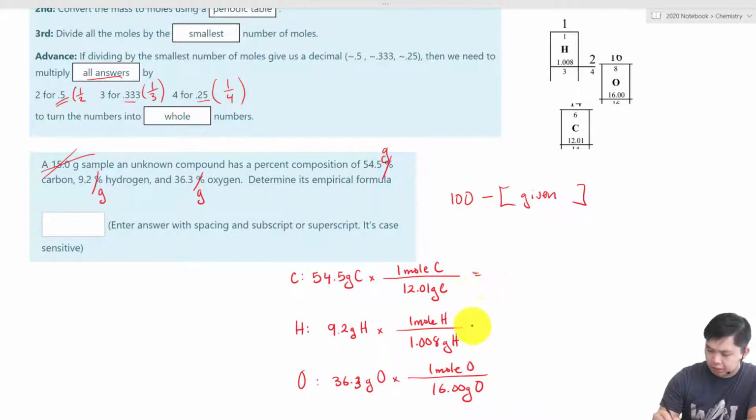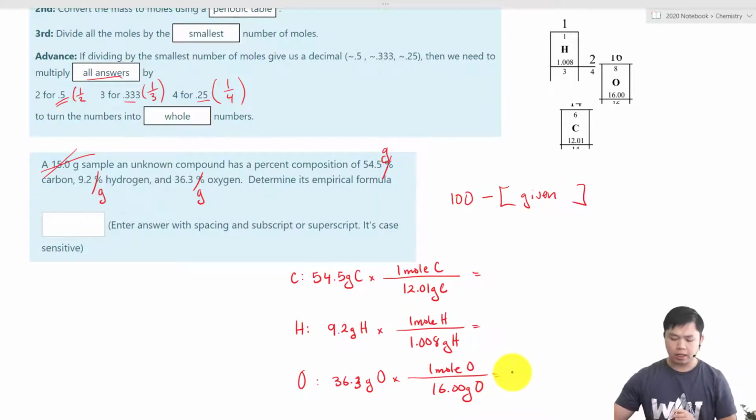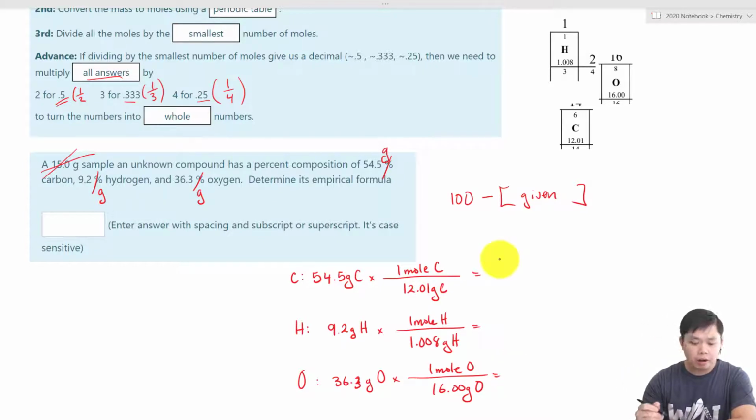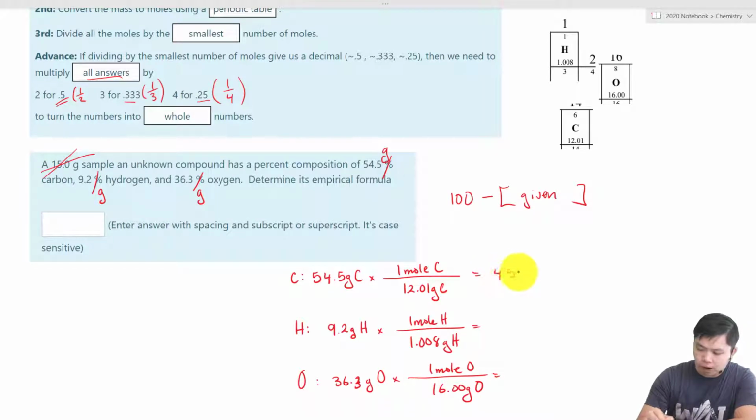So let's do the basic math, right? You can do this in your head already in terms of setting up. The next step is to use a calculator to divide and get a number of moles. So here we have 4.54 moles of carbon. Notice how I show you all the work, but when you are solving this on your actual test, especially multiple choice, you don't have to write all this out.